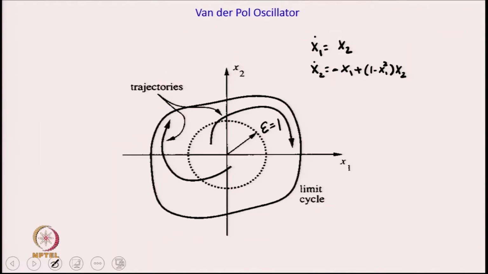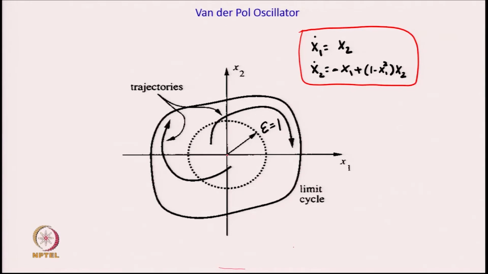Let us take another example of a van der Pol oscillator. The equations of the van der Pol oscillator are given by this. It has two states x1 and x2, which are related like this. If we draw the phase portrait of the system, this is what it comes out to be. The origin is the equilibrium point, and for any state trajectory which starts with a non-zero initial condition, it will eventually converge to this limit cycle.